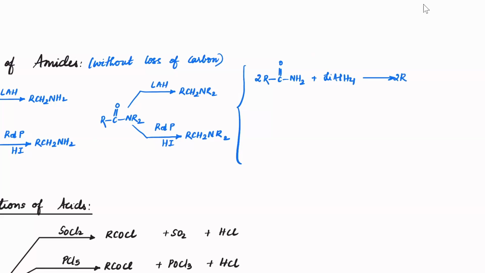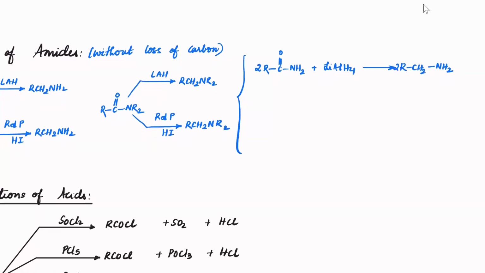2 moles of RCH2NH2. So you can see 2 here and another one is NH2. Clear? So 2 moles here. Oxygen will take hydrogen from water, so that is not directly coming from here.